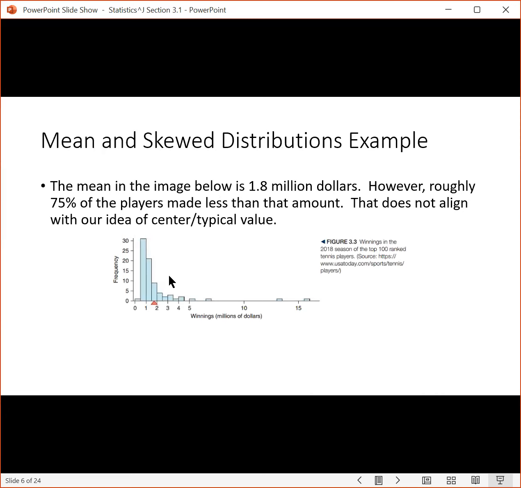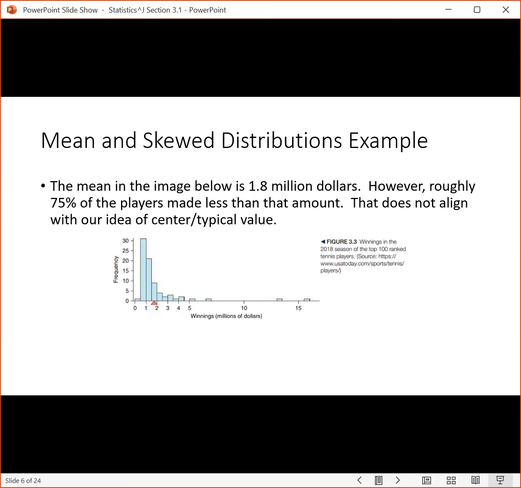What we have is some data. The data are the winnings of the top 100 ranked tennis players. So that's the distribution here. And then we went through and we calculated the mean. So the mean is at $1.8 million. So that's right here. That's where, again, the fulcrum is.